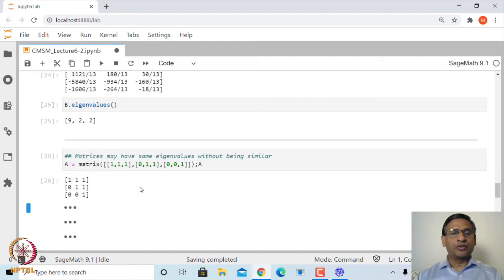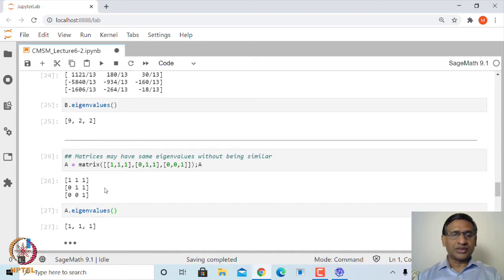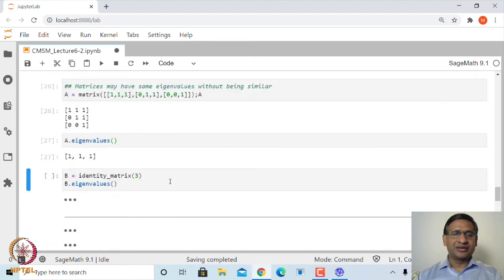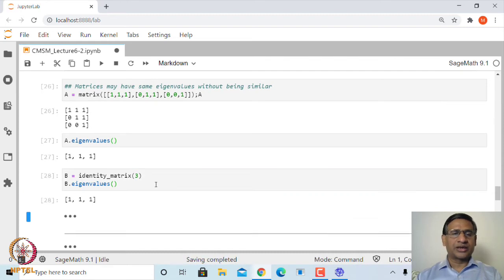Now, do we know a matrix having 1, 1, 1 as eigenvalues? Of course, we can take the identity matrix. So, let us take B as the 3 cross 3 identity matrix, and then the eigenvalues of B are also 1, 1, 1. Now, suppose B is similar to A, then what would happen? There exists some invertible matrix S such that S inverse B times S should be A.